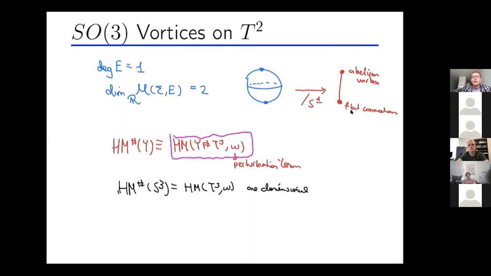But then this flat connection, you can naturally regard as a generator for this framed group on S3, and so the framed homology of S3.